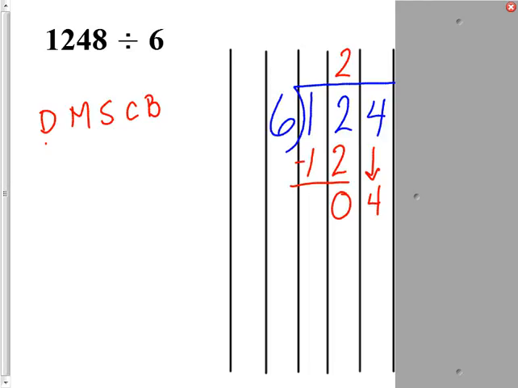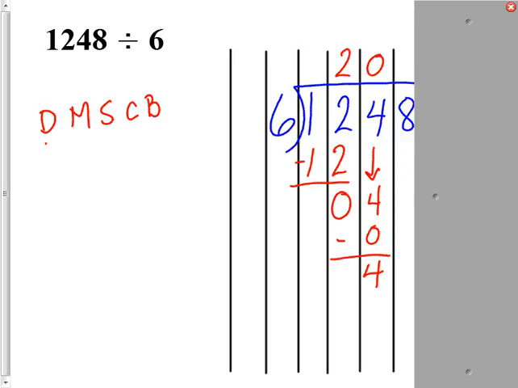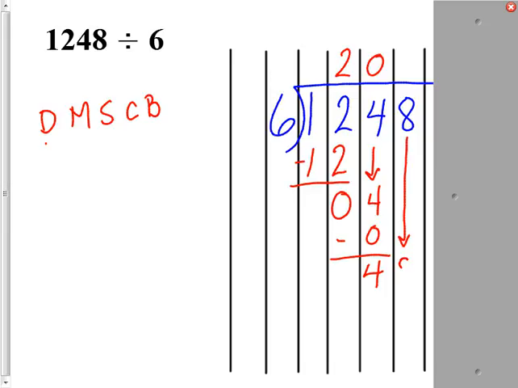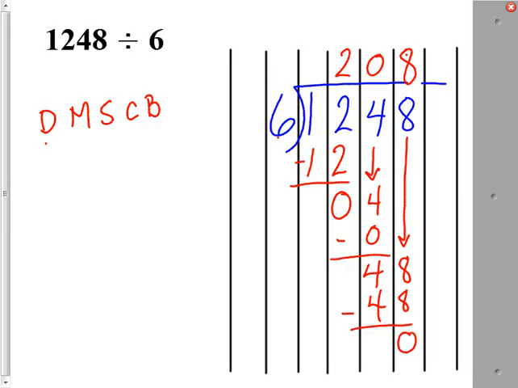So divide. 6 goes into 4 0 times. Multiply. 0 times 6 is 0. Subtract. 4 minus 0 is 4. Check. 4 is less than 6. So we're ready to now bring down the 8. Now we're ready again to go back to the beginning and divide again. So 6 goes into 48, excuse me, 8 times. 8 times 6 is 48. We're going to subtract and get 0, and that means that we're done because there's nothing else left to bring down. So the quotient in this case is 208.